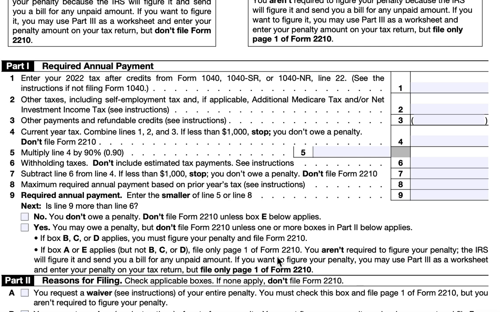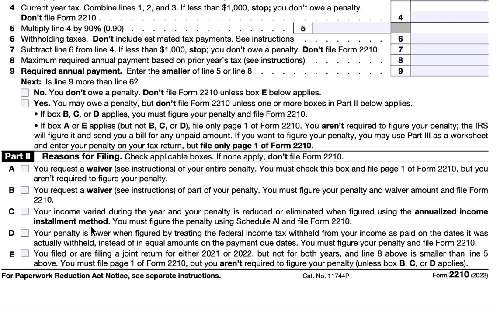So if you might owe a penalty, you don't need to file this form unless you're going to check box C, D, or E below. So in that case, you must calculate your penalty and file the tax form. Here, you're going to understand your required annual payment, and there are different areas where you can off-ramp and stop completing the form. But if you make it to the bottom of this and you still might have to pay a penalty, then you're going to go to part 2 and check the applicable boxes. If none of these boxes applies, then you don't need to file this form.